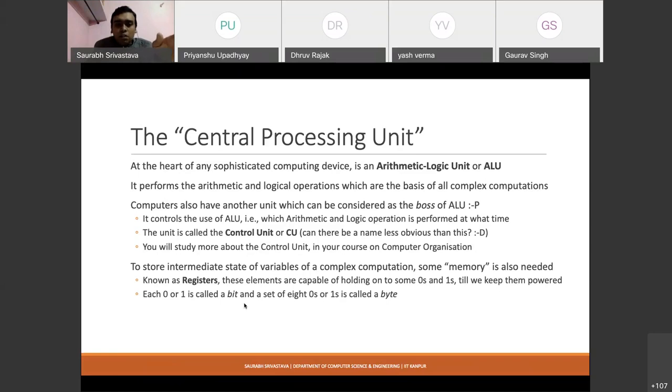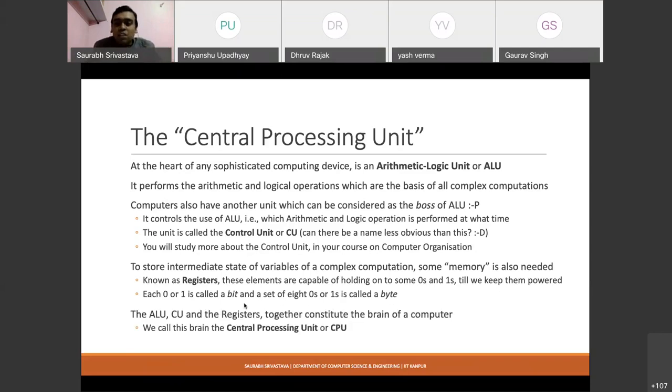And a set of 8 zeros or ones is called a byte. Now the question is, why 8? Why not 9 or 7? This is your homework. You have to tell me why it is just 8 and not 7 and 9.